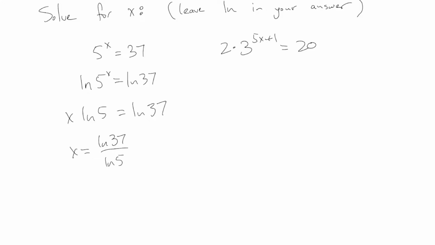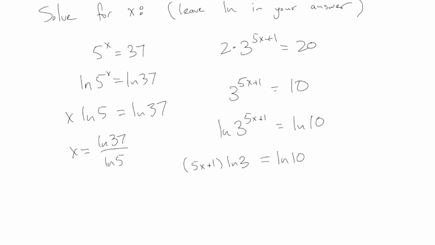The next one is slightly more complicated because of this 2. You need to isolate the exponential part first. So I'm going to begin by dividing both sides by 2, and it becomes 3 to the 5x plus 1 equals 10. You've got to do that first. If you leave the 2 in there and take the log with the 2 in there, it messes everything up. Now we take the natural log on both sides: ln of 3 to the 5x plus 1 equals ln of 10. Then the exponent inside the log comes down to the front. This is the whole point of doing the log on both sides.